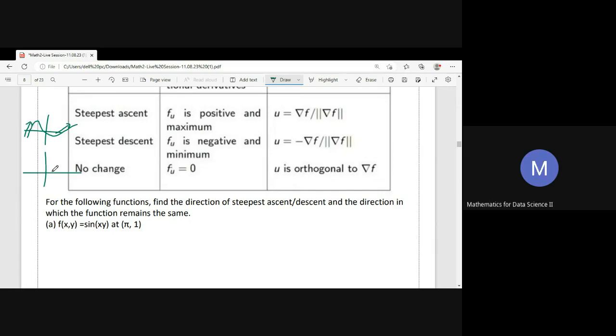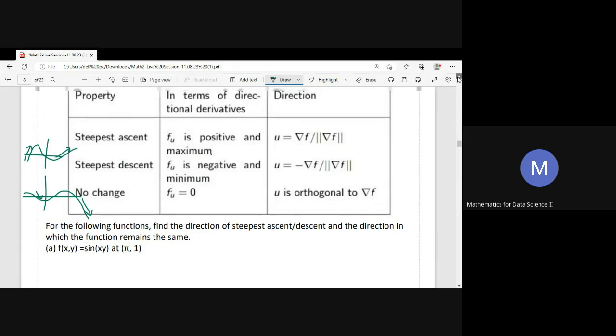Same way, suppose you have another curve, something like this. So you have a descent here and then a descent here. Which one is steepest now, comparing these two? The second one. So that is the meaning of steepest ascent and steepest descent. And no change means f_u is just 0. So here f_u is positive and maximum, here f_u is negative and minimum, and f_u is 0 here.